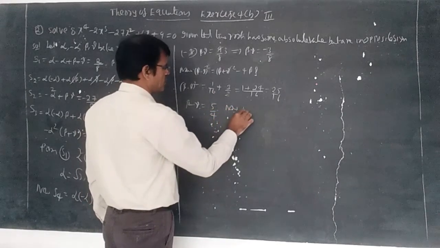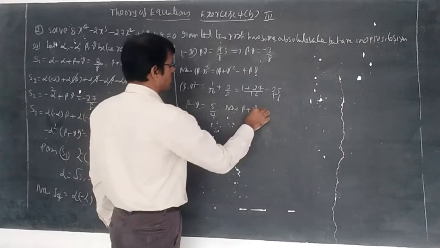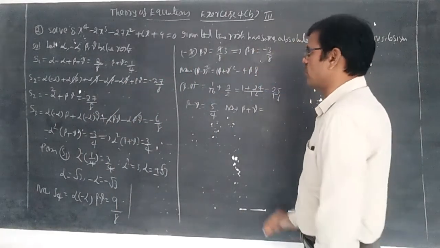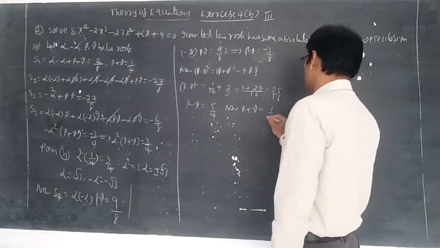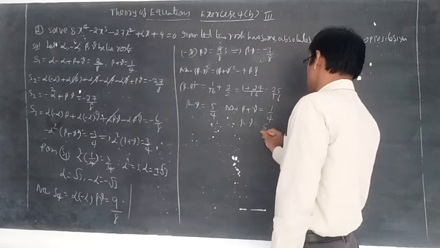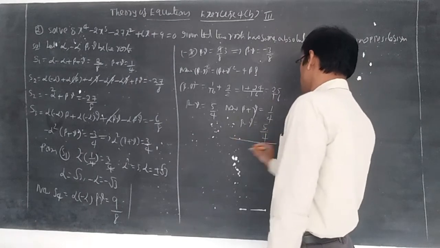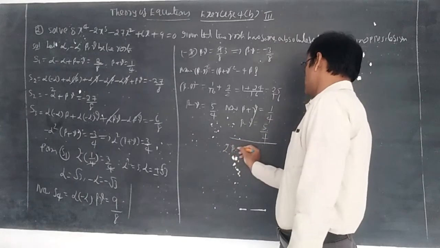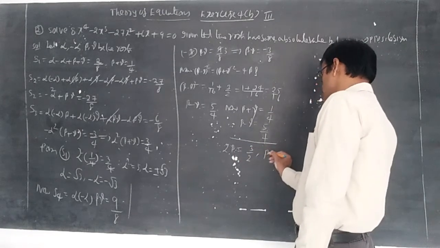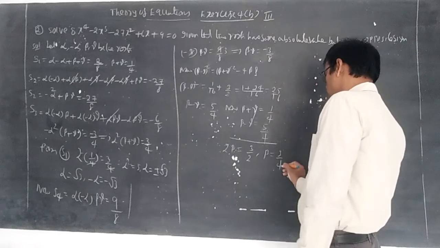Now we can write beta plus gamma and beta minus gamma values. Beta plus gamma, 1 by 4, is given. And now beta minus gamma is equal to 5 by 4. Add here, you get 2 beta is equal to 6 by 4. It is 3 by 2. So beta is equal to 3 by 4.